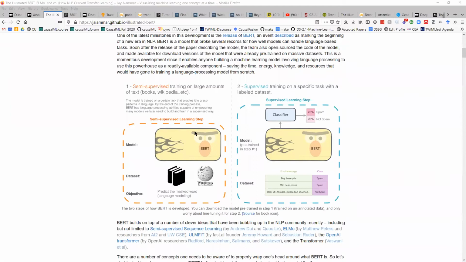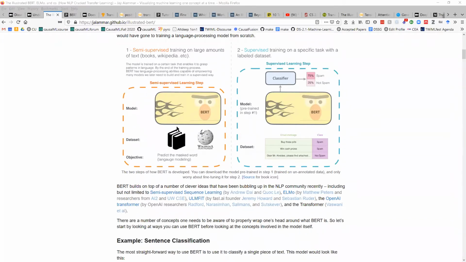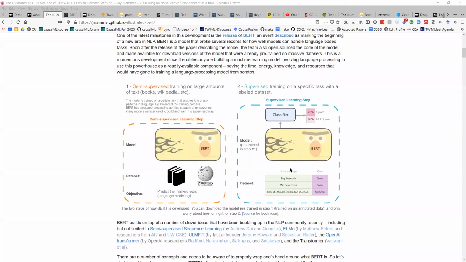And he shows that this is done in two steps. First, it trains on large amounts of text, and it takes a tremendous amount of processing power to do this. But then you can download the pre-trained model from the left-hand side, and then you can use that model directly on your classification problem.